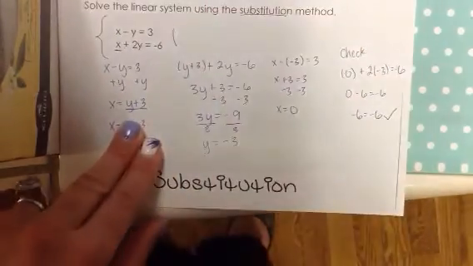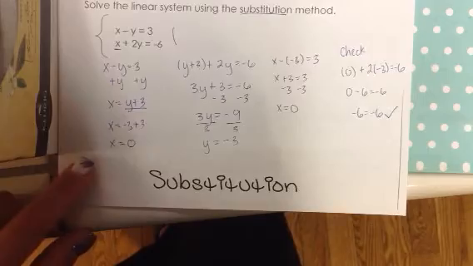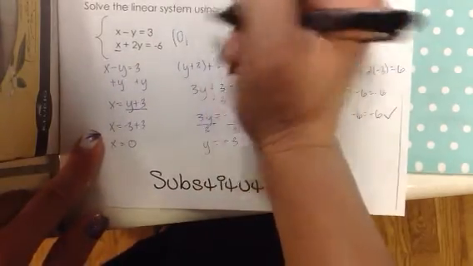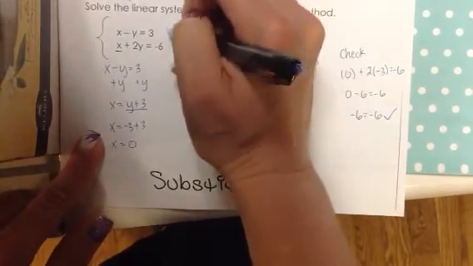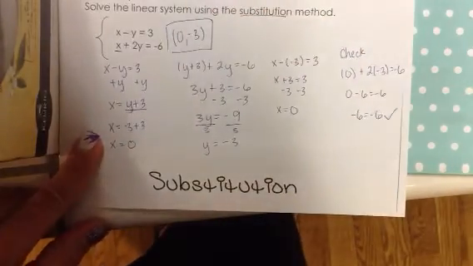So we'll write our solution in coordinate point form, and we would put a 0 in for the x and a negative 3 in for the y. And that's our answer. I hope you got the same thing.